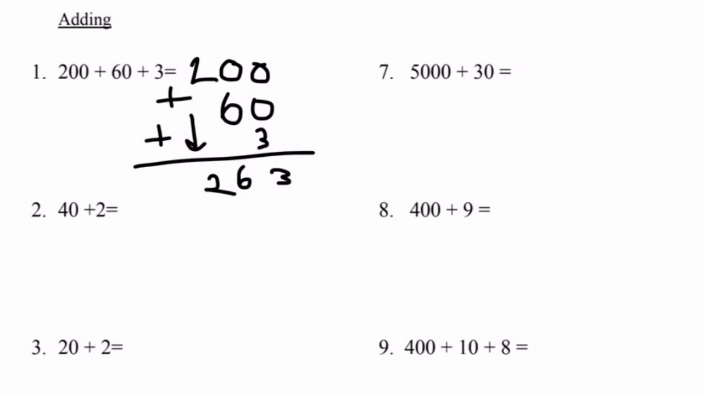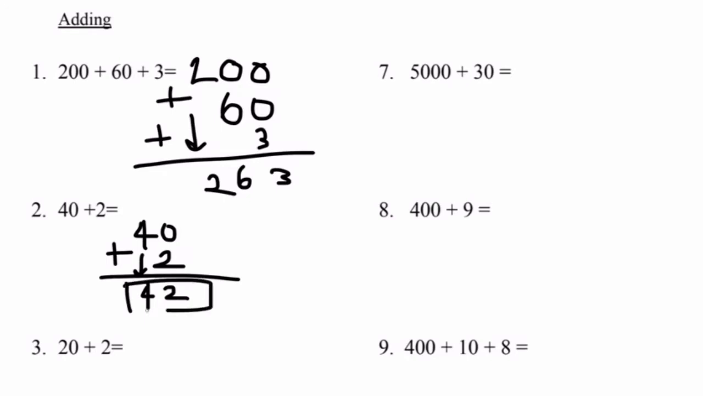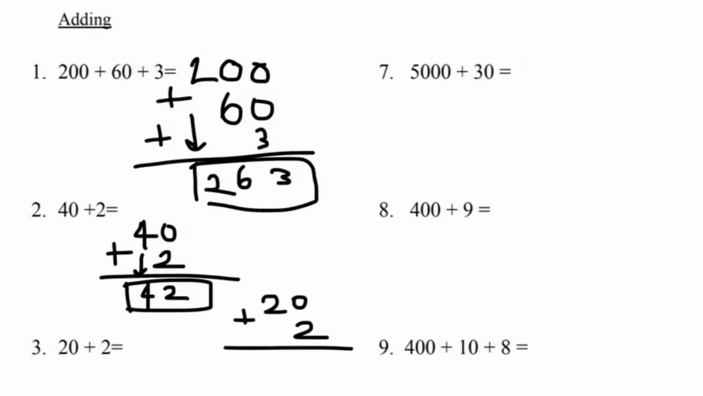Number 2, 40 plus 2. Let's align the numbers vertically. 40 plus 2. Now we add 2 plus 0 equals 2. We bring down the 4. Our final answer for 40 plus 2 should equal 42. Number 3, 20 plus 2. Let's align the numbers vertically. 20 plus 2. 2 plus 0 equals 2. We bring down the 2. Our final answer for 20 plus 2 should equal 22.